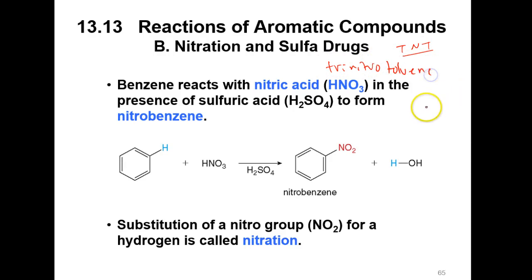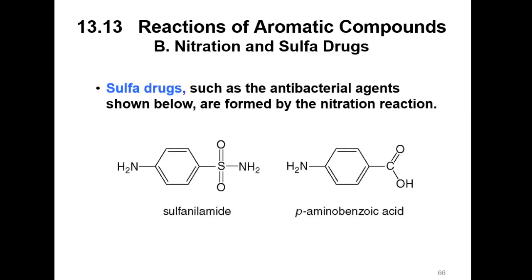Why do you think I made you know the word toluene? You know what toluene is. Toluene is a methyl group, and you've got 3 nitro groups. So if you take toluene and you triple nitrate it, you will have TNT. This uses nitric acid and sulfuric acid. You have to use the combination of the 2 acids, and you can put a nitro group on your aromatic ring.